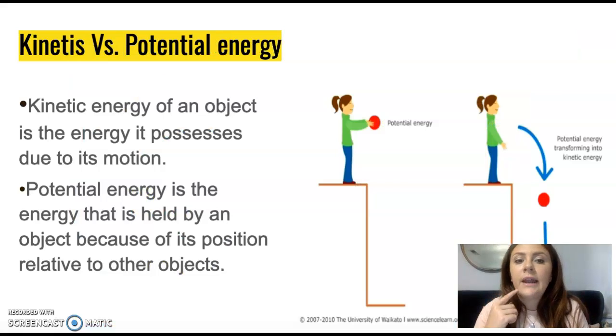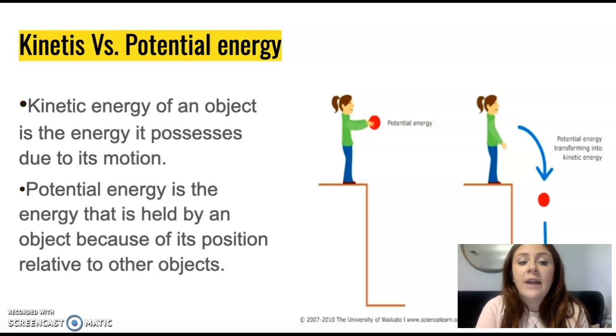So here's kinetic versus potential energy. Kinetic energy of an object is the energy it possesses due to its motion. So us dropping it, that's potential energy transforming into kinetic energy.